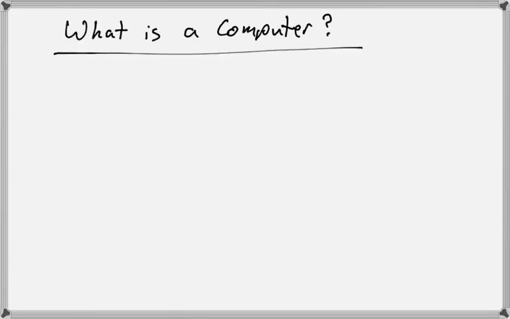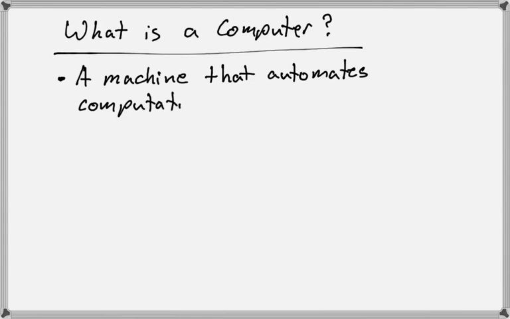What is a computer? This is a question that can be answered in multiple ways, and if you were to ask a computer scientist or an electrical engineer, they'd probably answer something like this. A computer is a machine that automates the process of computation or calculation. That's true, but that answer doesn't give us a lot of information about what actually makes a computer and what those pieces do.